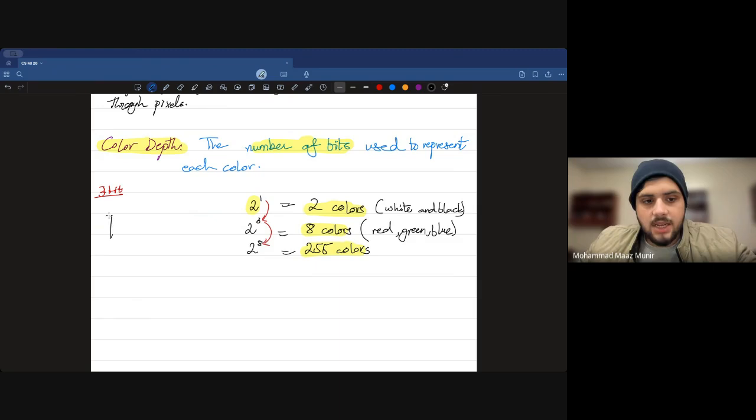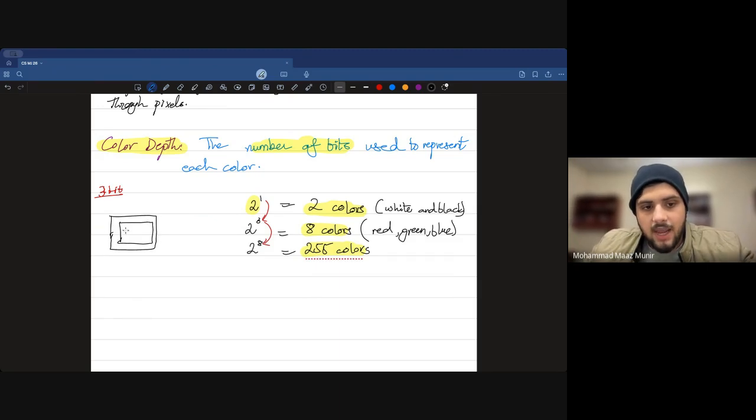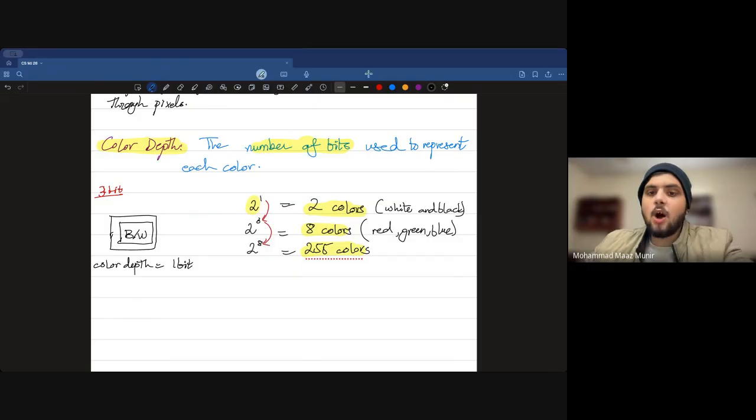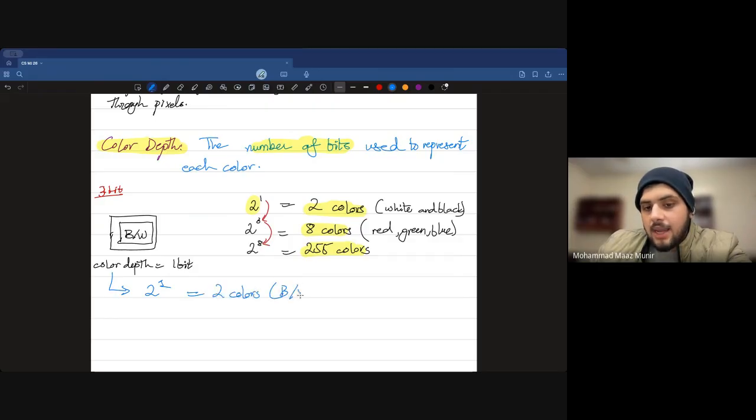So older TVs like those square black and white TVs had a color depth of 1 bit, which indicates how many possible colors it can represent. It can basically represent 2 raised to power 1, so it could have a maximum of 2 colors. And we are well aware that those 2 colors are basically black and white.